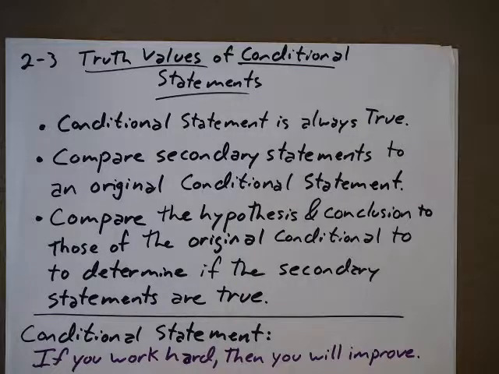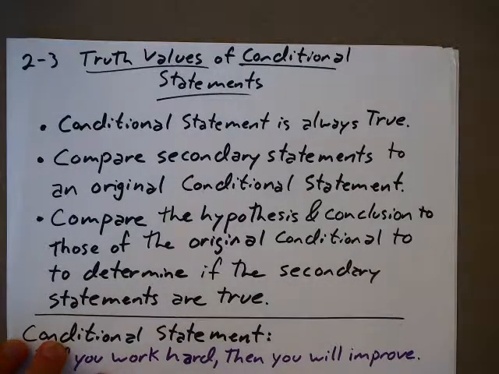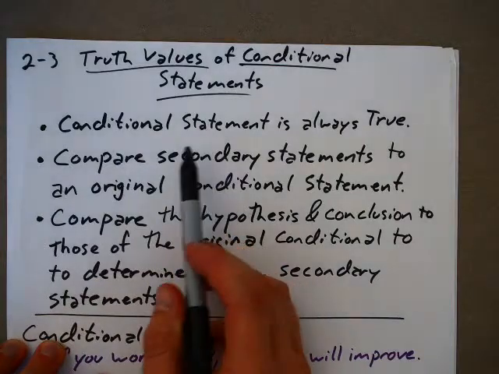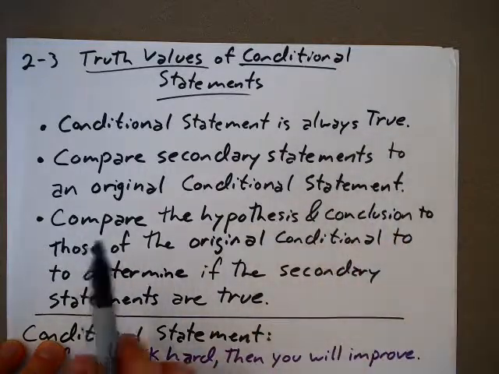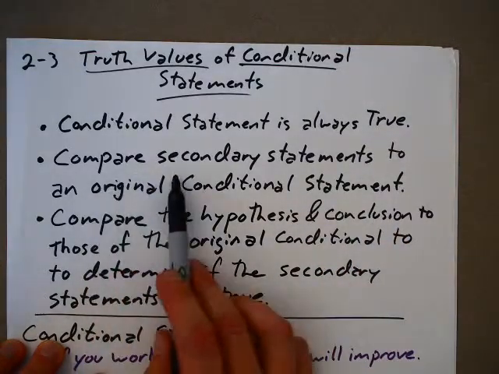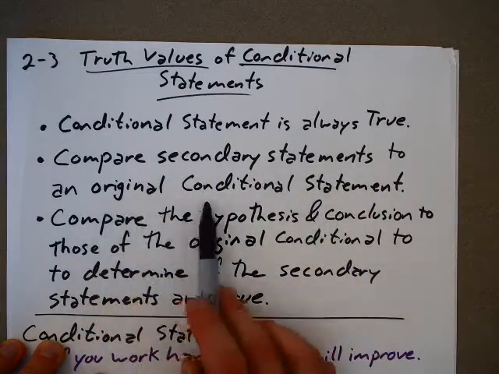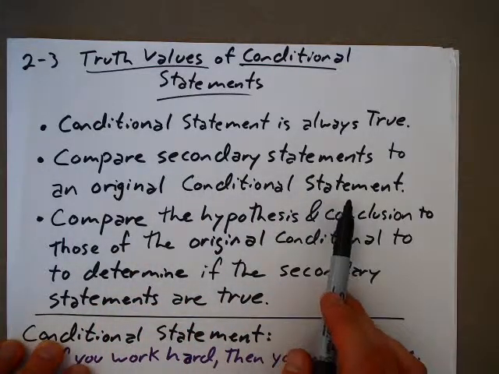Today what we're going to do is take a look at a conditional statement and statements that are related to that statement, and see if the related ones are true or false. So let's take a look at what we're going to have to do. First, we're going to be given a conditional statement, and we're going to assume that this conditional statement is always true. Second, we're going to compare secondary statements to an original conditional statement. That is what this whole exercise is going to be about.